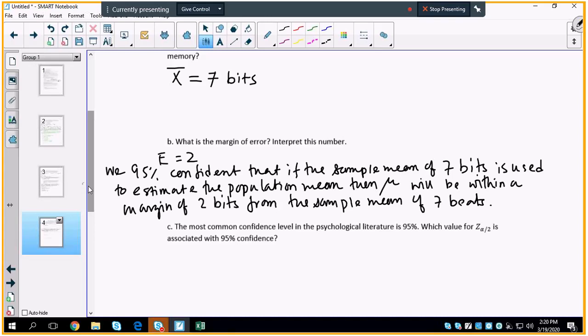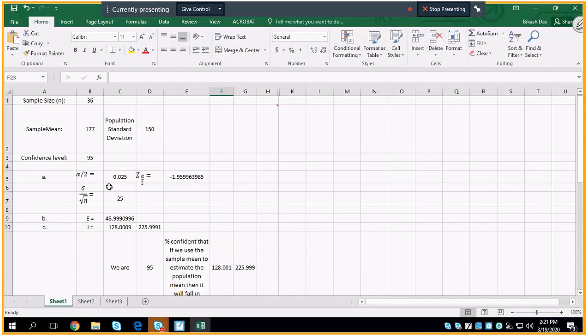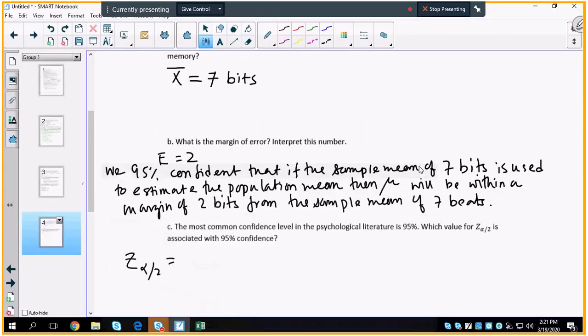And the next question is telling you the most common confidence level in the psychological literature is 95%. Which value of z alpha over 2 is associated with 95%? So this is going to come directly from your spreadsheet. Just make sure the confidence level in the spreadsheet is 95%. It doesn't matter what other information is there. So I see that the confidence is 95%. So z alpha over 2 is going to be positive 1.96 rounded to 2 decimal places, and the positive value for this number is 1.96. That will answer my question, and that's precisely what we wanted to talk about, the z confidence interval.